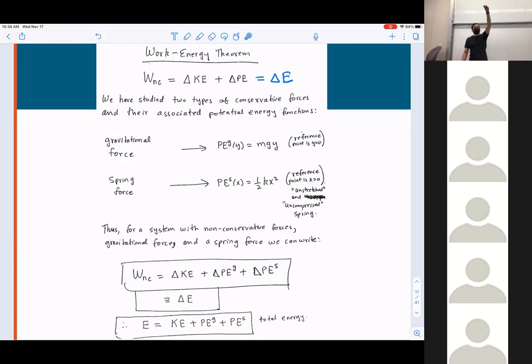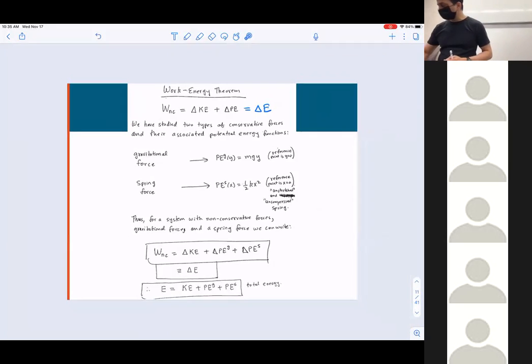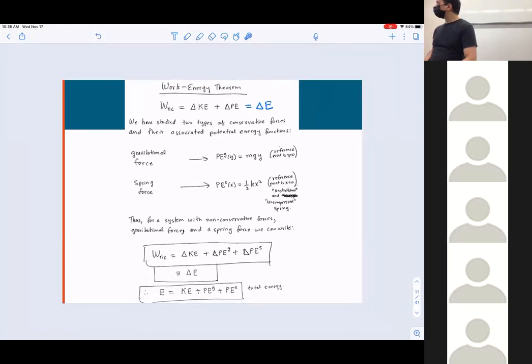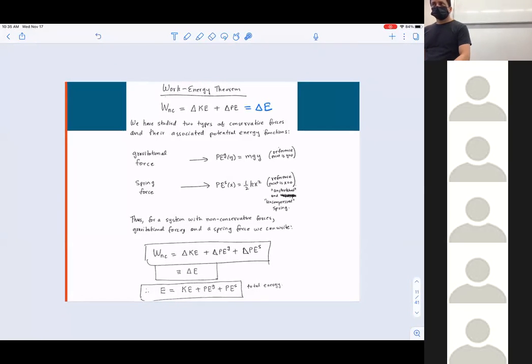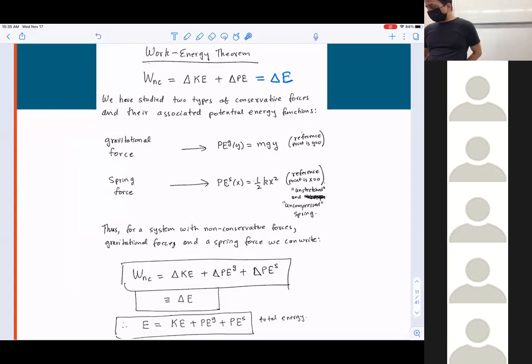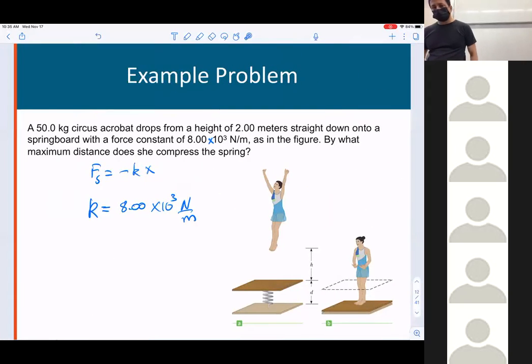So going back to that gymnast that was jumping onto the springboard, as we analyze her motion, we're going to take into account that she has kinetic energy, she has gravitational potential energy, and she has spring potential energy. And as she's going through the motion, the energy will be transferred back and forth between these three different components of kinetic energy, gravitational potential energy, and spring potential energy. Any questions on that? All right. So I think all of this is best illustrated by doing a particular problem. And so let me go ahead and do that next.